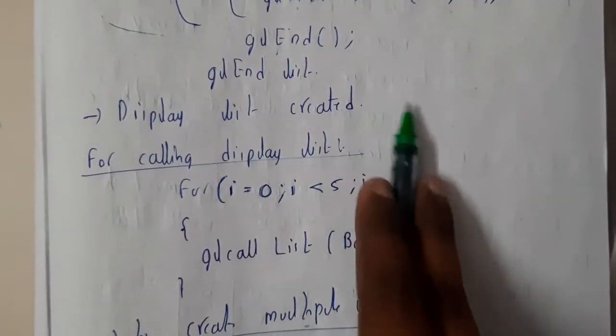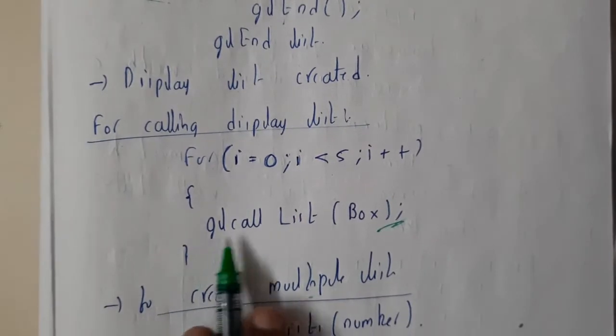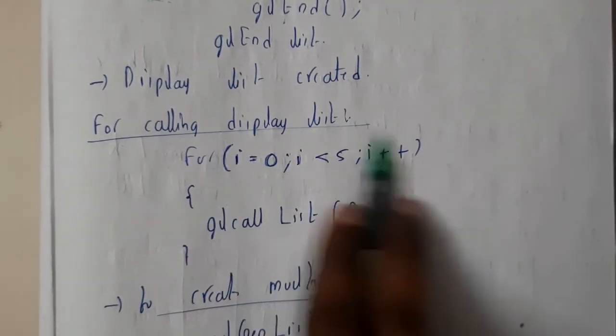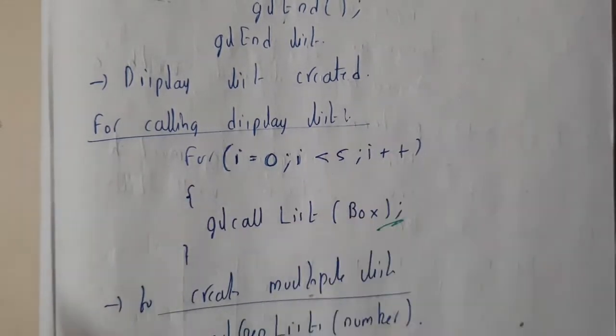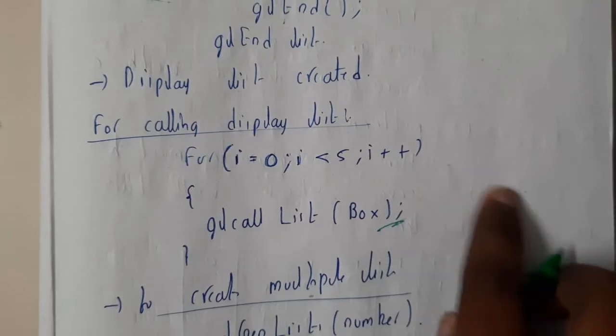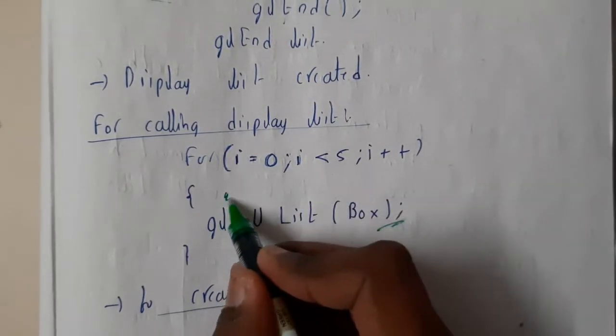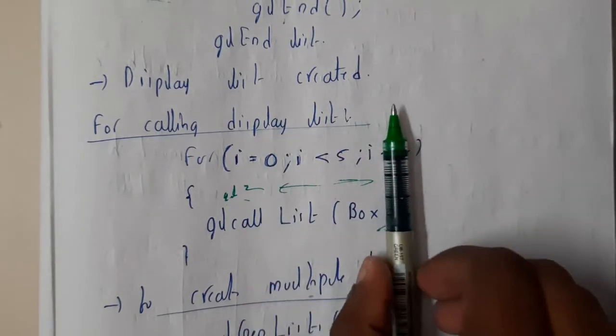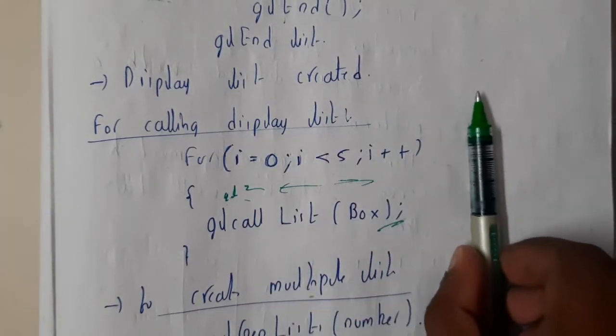How will you call this list? You will use the function glCallList, in a for loop: for i equal to 0, i less than n, i plus plus. If you display it again and again in a for loop, it will be displayed in the same place. So here you use glTranslate with some position. Translate means the next image will move a bit to the side, and after that the next image will move a bit to the side in that way.